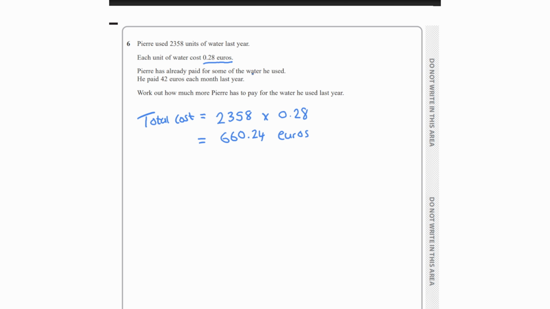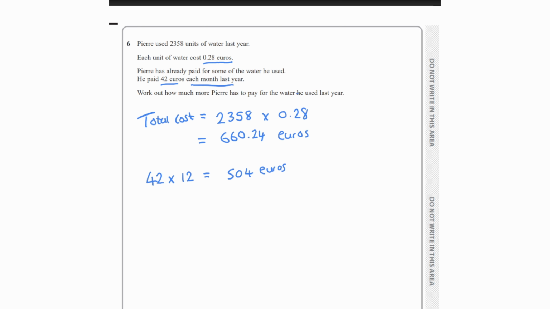Pierre has already paid for some of the water he used. He paid 42 euros each month last year. We could work out how much he's already paid. Well, that's the 42 euros multiplied by the 12 months. That comes out at 504 euros.